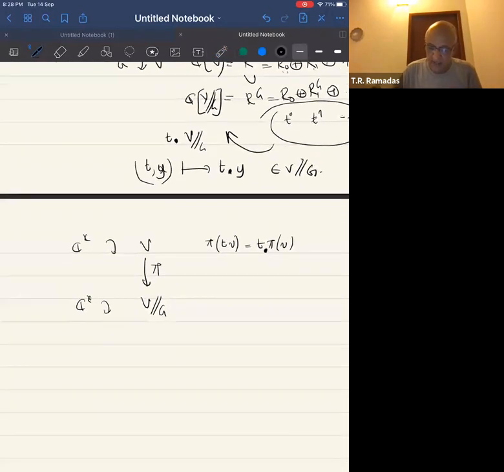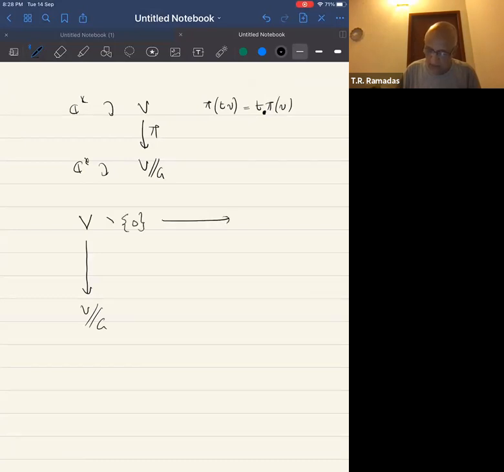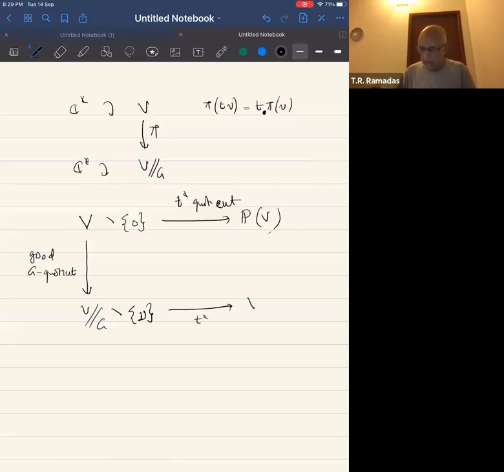Once we know this, we are good to go, because if I take V, I have V mod G, I have this map. On the other hand, if I remove the origin from V, I have this map to the projective space of V, the C star quotient. And this is in fact a geometric quotient that we encountered. And this is a good quotient. Now, if I remove the vertex from here, I have a C star quotient, which I will just denote by PV.